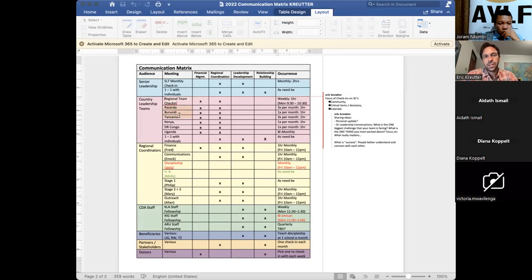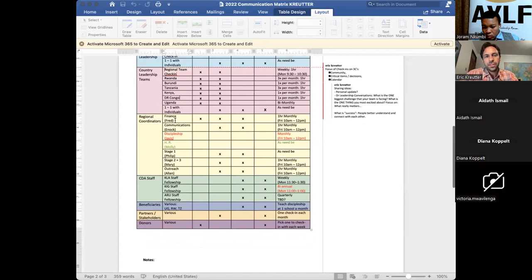Then I also know that I need to meet each country leadership team in different periods during the month. So the Rwanda team I meet with once a week for 1 hour. The Burundi team I meet with once a month for 1 hour. The Tanzanian team I meet with 3 times a month for 1 hour. Kenya team I meet with once a month for 1 hour. And this is a deeper, more personal connection with each of these teams to really understand if there's any issues they need my help with.